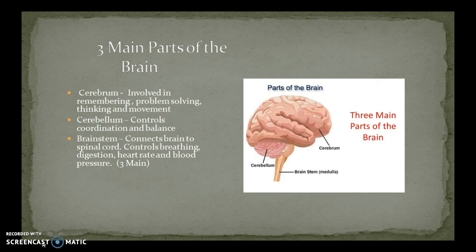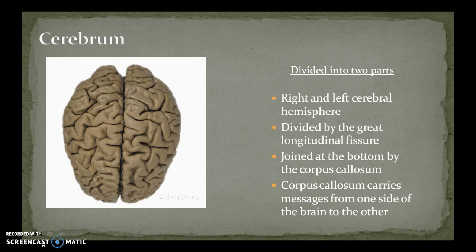There are three main parts of the brain. The cerebrum, or the cortex, is the largest part. It is involved in remembering, problem-solving, thinking, and movement. The cerebellum, or little brain, controls coordination and balance. The brainstem is the lower extension of the brain, and connects the brain to the spinal cord, controls breathing, digestion, heart rate, and blood pressure.